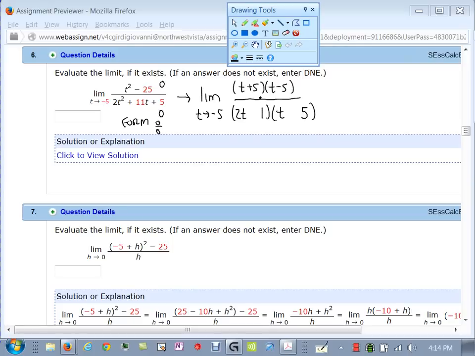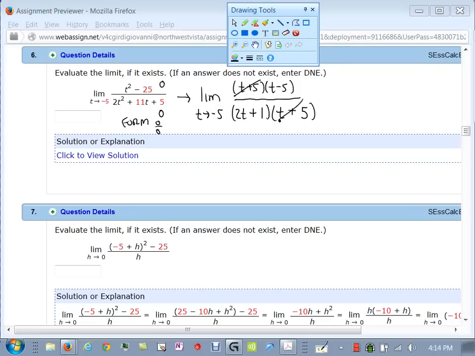Let's see, we need a 5 here, 1 here. Let's see, we want this to be 11t. What am I missing here? Can't do a simple factoring problem right now. My brain's farting. Okay, let's just check it. 2t squared, 10t, 11t, 5. Okay, so there's my factoring.